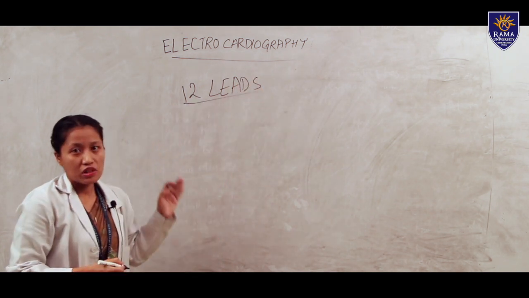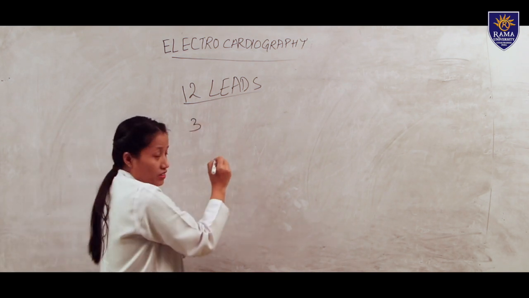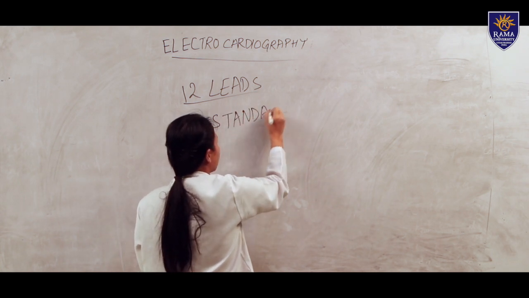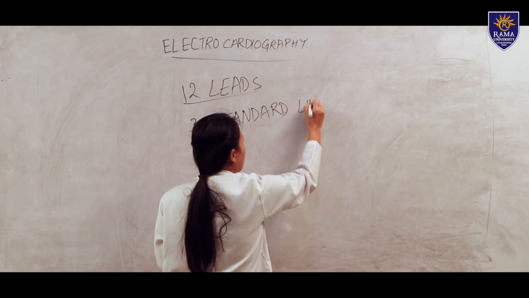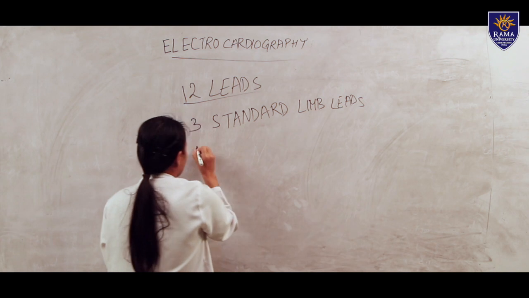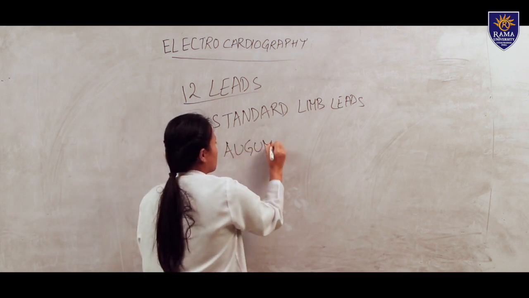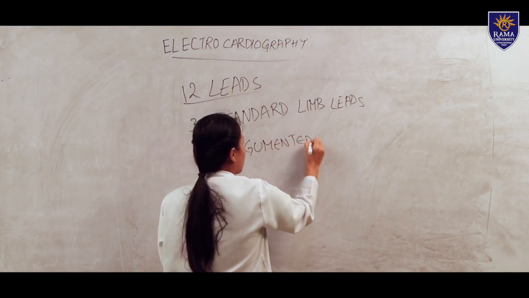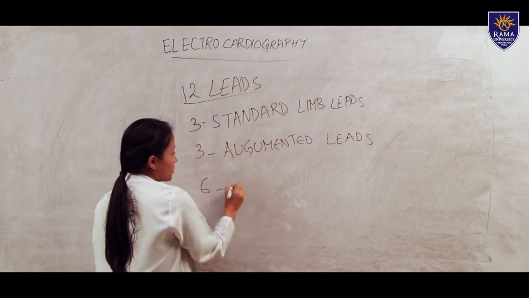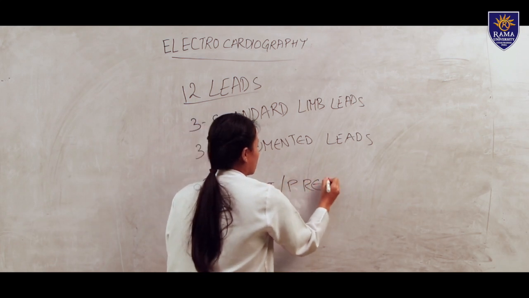So ECG has 12 leads. What are the 12 leads? We will see. 3 leads are known as standard limb leads, and 3 augmented leads, and 6 chest leads or precordial leads.